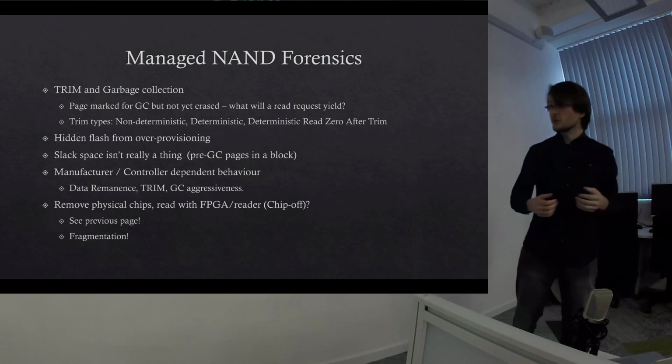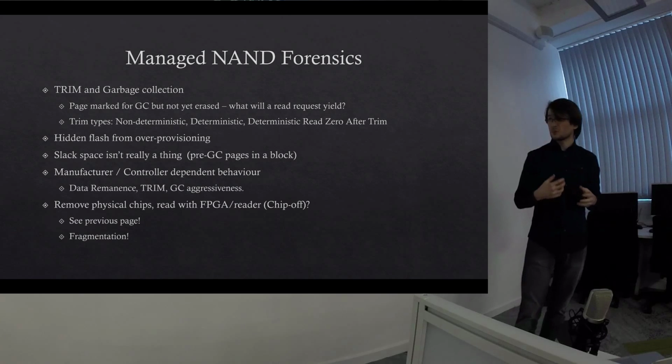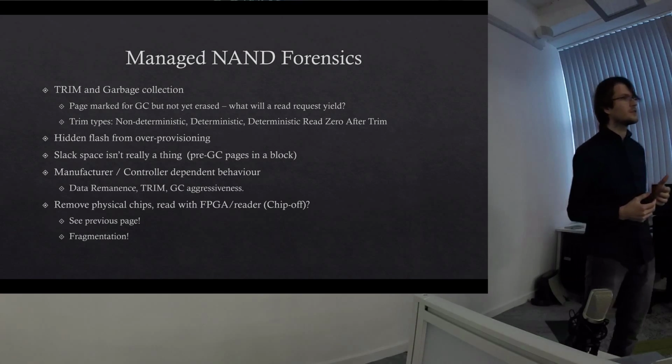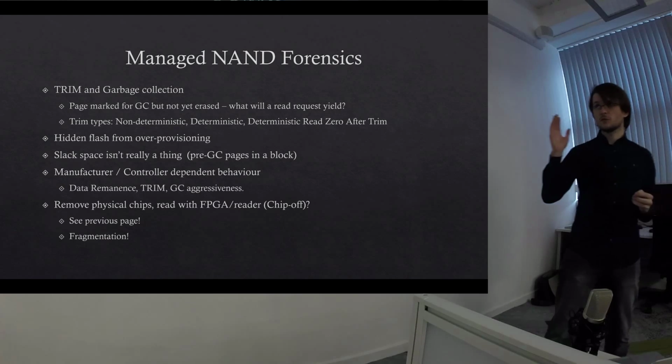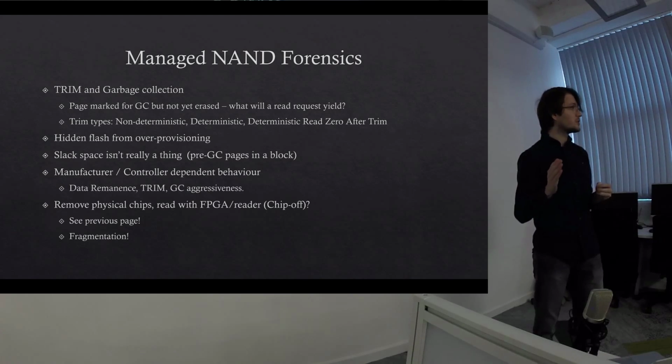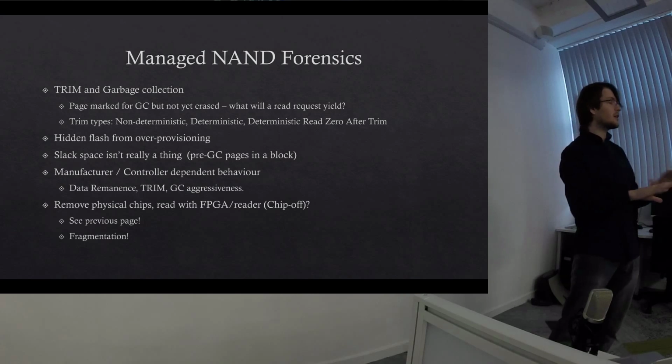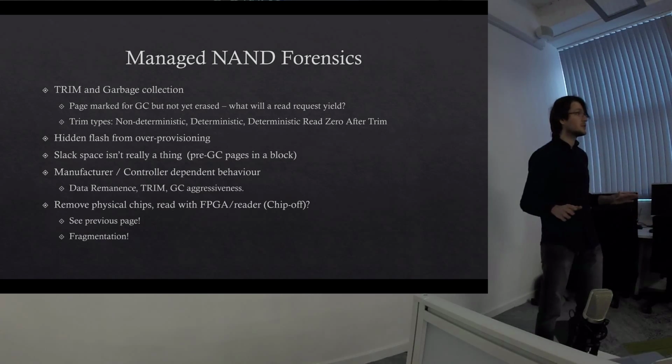So for managed NAND forensics, trim and garbage collection are a bit of a problem because they actively clear out the evidence. If something has been deallocated and you've told the device about it using trim, and it goes and gets garbage collected, and it comes and erases that block, that stuff's gone. Right? That's it. It's just the end of story. It's gone.